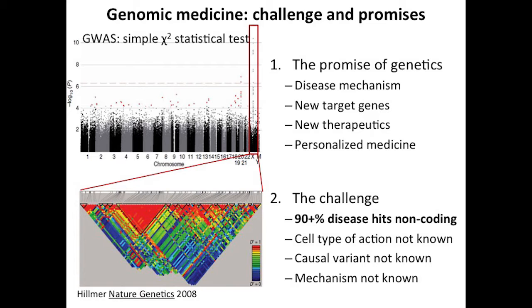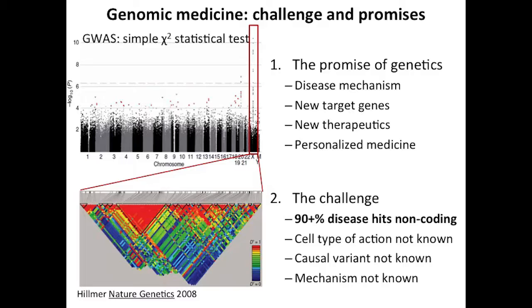And the challenge is that once you have these hits, getting to the mechanism is actually still quite difficult. The first challenge is that the vast majority of these genetic hits are in fact falling in non-coding regions. So if you actually open up the hood in these regions of association and you look for protein-altering variants, you don't find any in 80% of cases. And the top genetic hit is not protein coding in 93% of cases. So that basically means that we need to actually understand the non-coding genome in order to understand human disease.